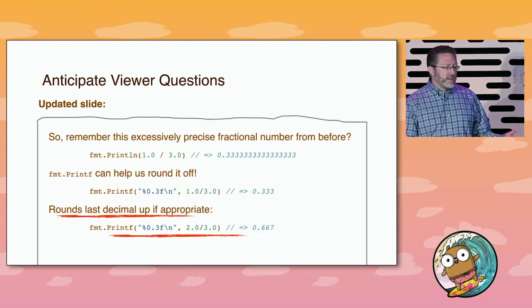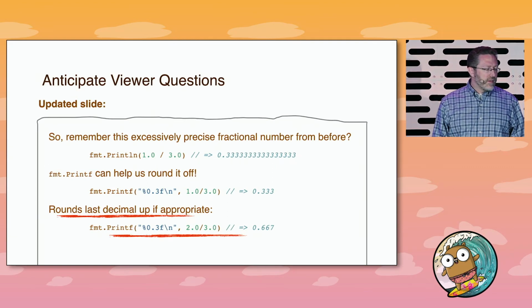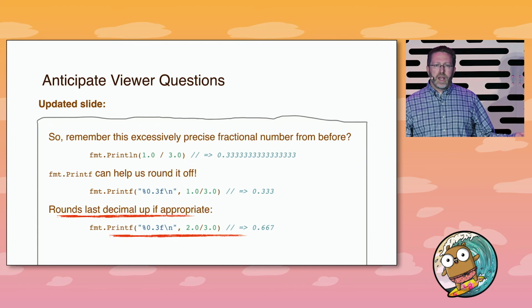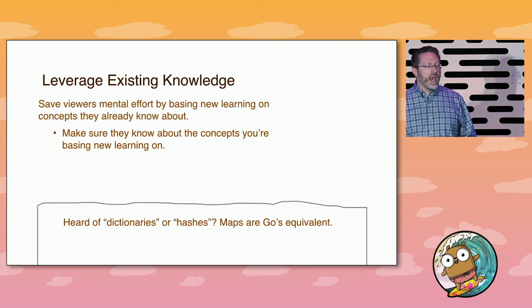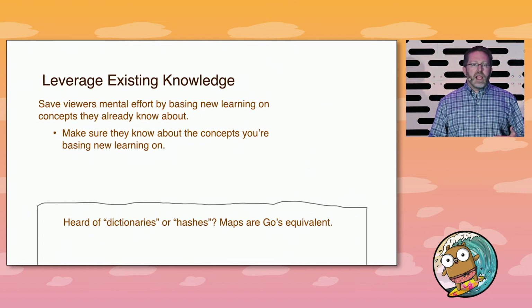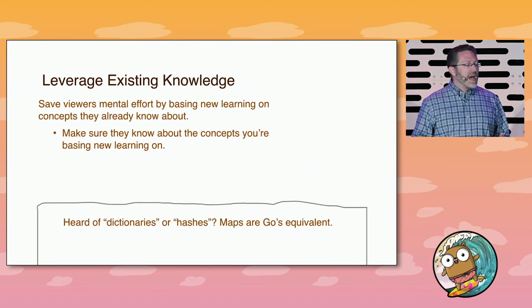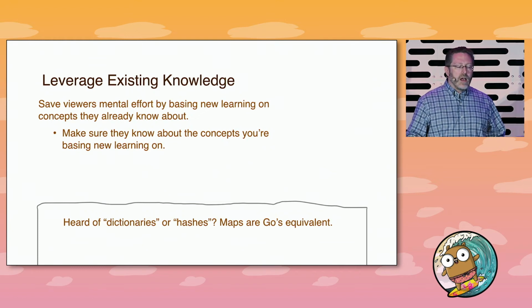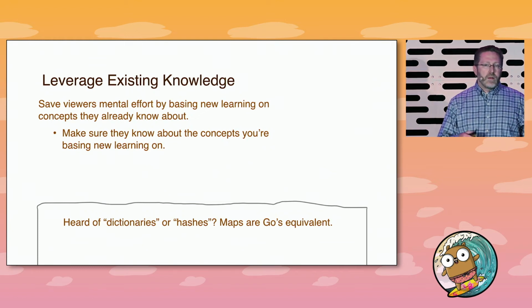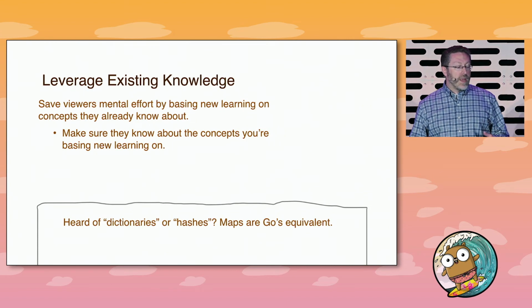Fixing it in this case is as simple as adding one more line of code to the slide, demonstrating a number that needs to be rounded up and showing that it gives you the appropriate output. It's important to leverage existing knowledge wherever possible. It'll save your readers mental effort by basing new learning on concepts they already know about. Of course, you need to make sure they know about the concepts that you're basing it on.